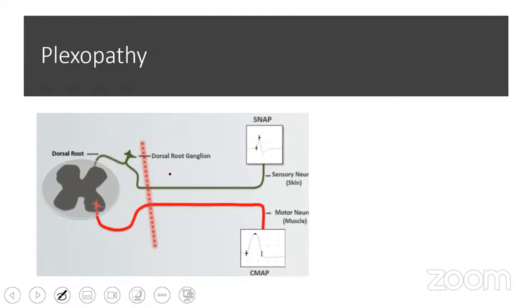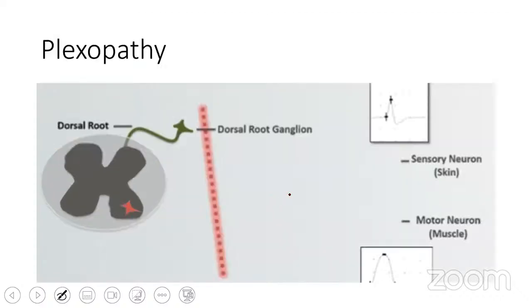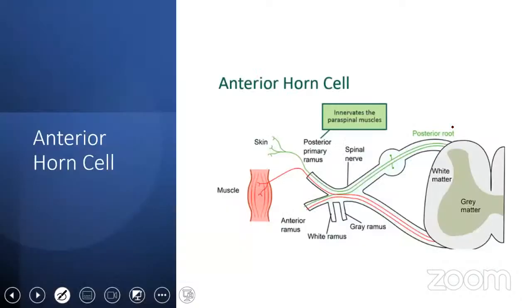In the plexopathy, as I said, the sensory neuron usually gets lost here, and the motor muscle will be preserved. CMAP will be preserved. In plexopathy, the problem is distal to the dorsal root ganglion, so the sensory response is diminished in amplitude or may be absent. The anterior horn cell is a different thing. Again, in anterior horn cell disease the CMAP will be reduced, but the SNAPs are very well preserved.